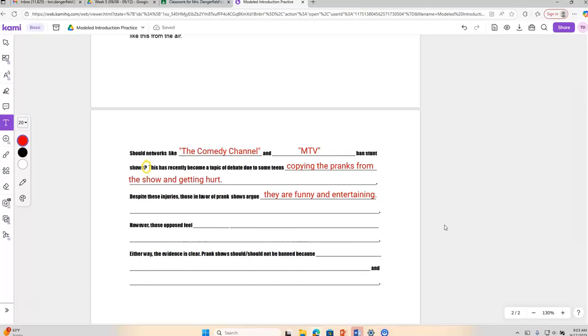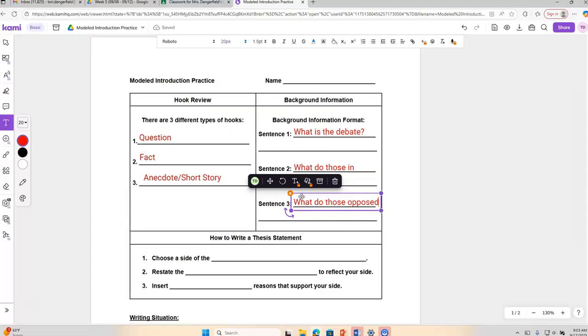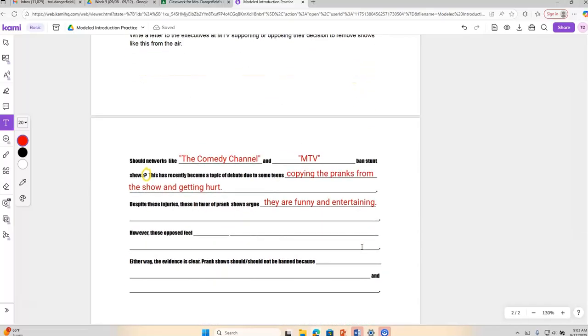Okay, I want you guys to notice that we have not given our personal opinion yet. We are just letting the audience know what is the debate, why are some people in favor, and now we're going to give the opposite side. So instead of saying what those in favor believe, now we're going to provide a sentence that lets our audience know what those opposed argue. In other words, the people who are against these prank shows, why are they against them? So if we go back down, our next sentence starter said, however, those opposed feel blank.